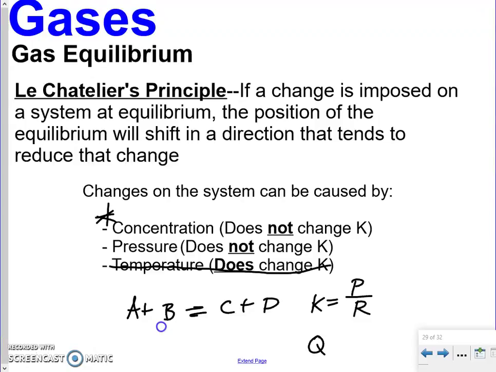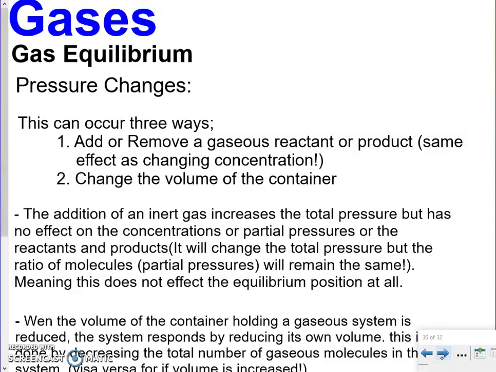Now pressure is going to change things as well, but it changes them a little bit differently. It's not quite so cut and dry. It is not going to change K, but it's going to change Q. K only changes when we change temperature, if we remember that correctly. So let's talk a little bit about what's going to go on here. If this was a gaseous problem, what happens when we have pressure changes? First off, there's several things we need to keep in mind. We can either add or remove a gas, which is the same idea as changing concentration and therefore has the same effect.